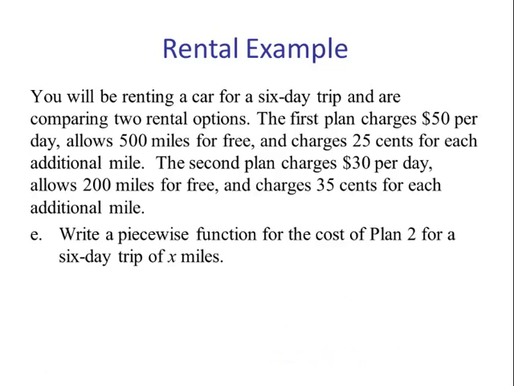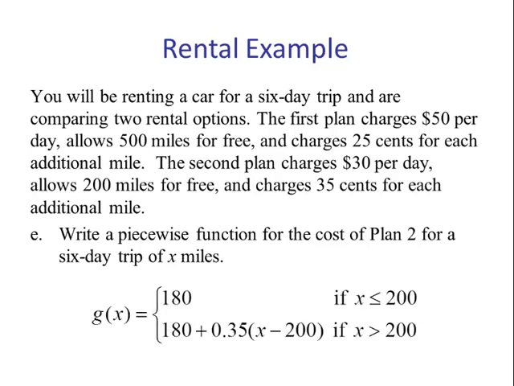E. Write a piecewise function for the cost of Plan 2 for a 6-day trip of X miles. For the second plan, we pay $30 a day for 6 days, so that's $180. That's if X is less than or equal to 200. That's our 200 miles for free. But if we go over 200 miles, we still have to pay the $180, but we have to pay 35 cents for every mile beyond 200.